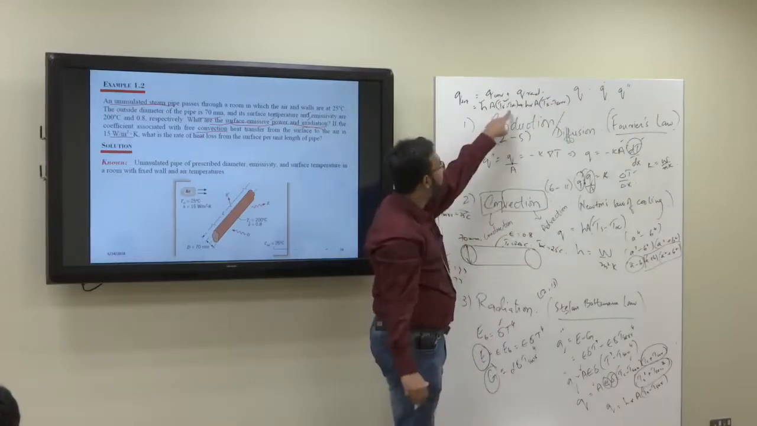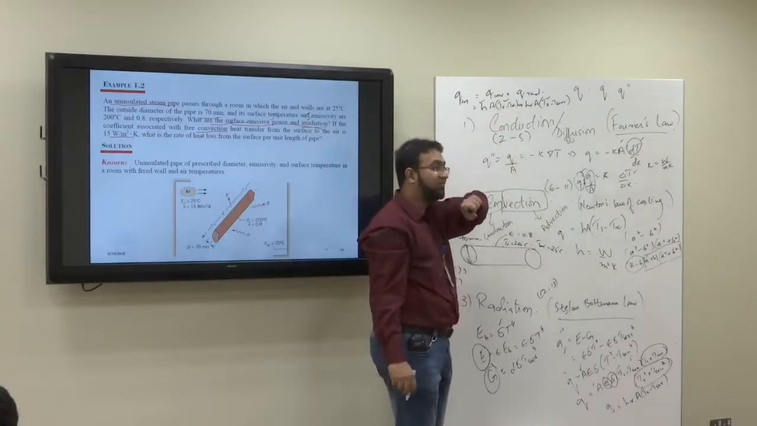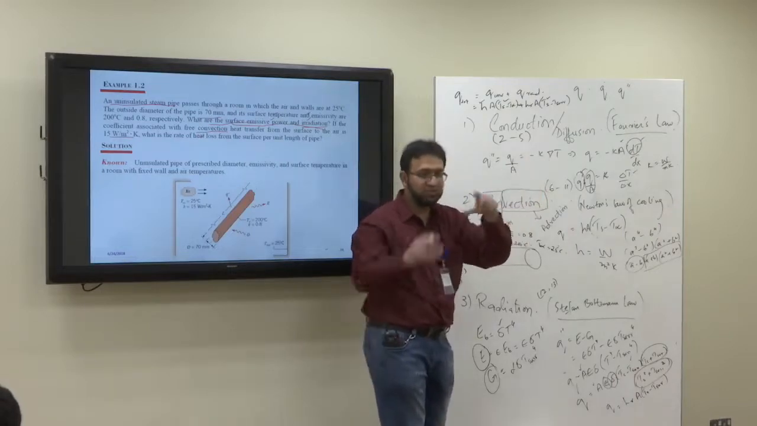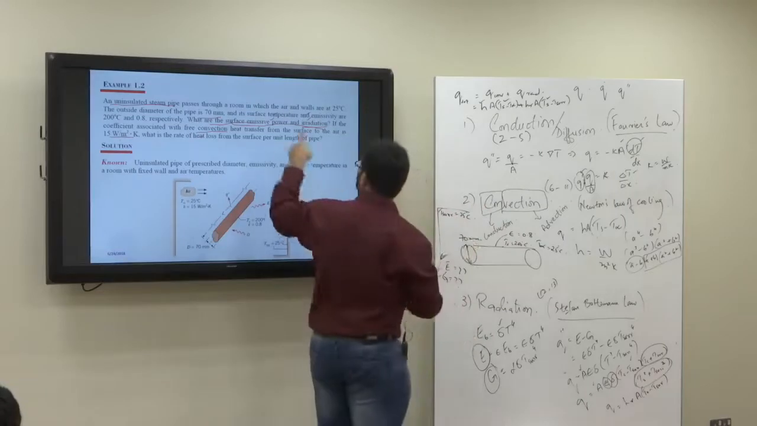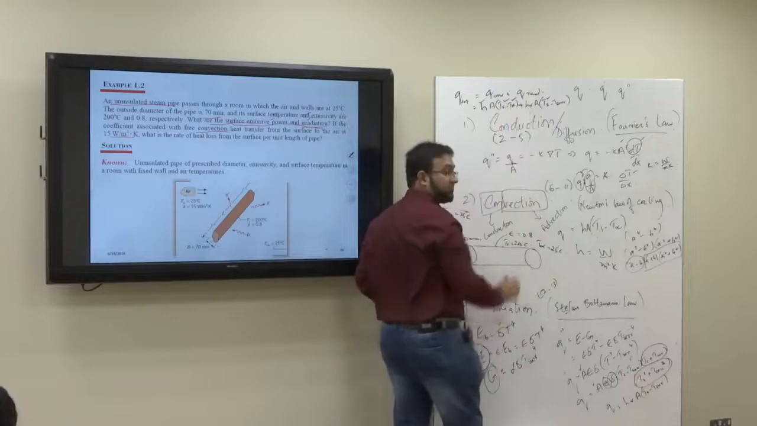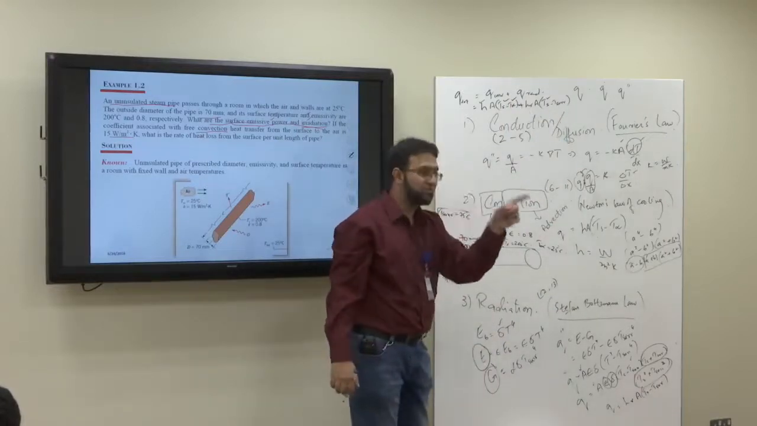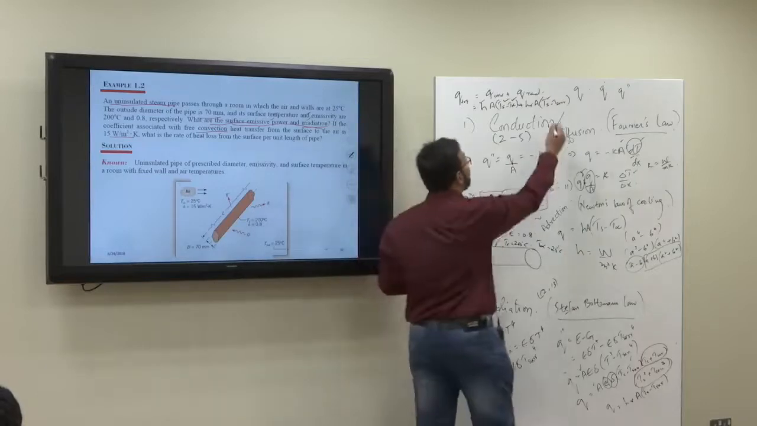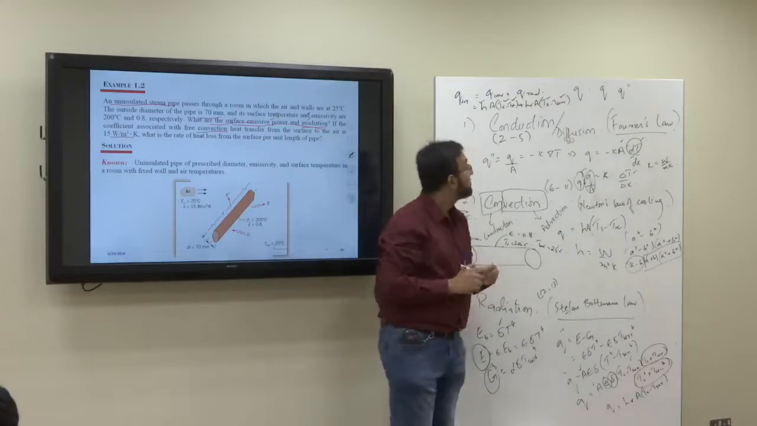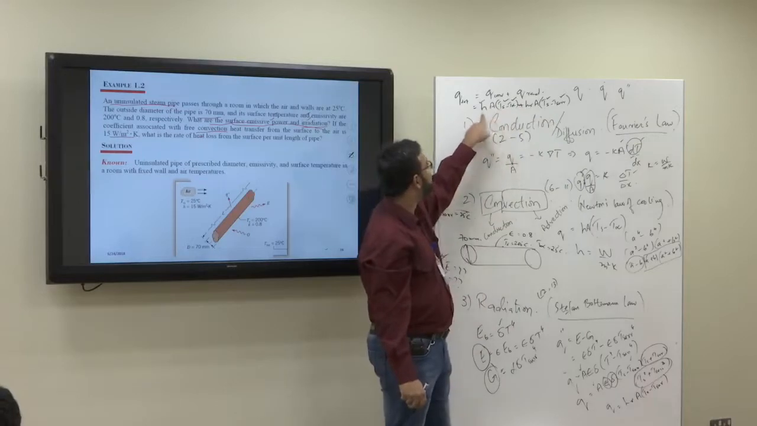Do we know T infinity? Not the walls. Here for convection, it should be the air temperature. And it is given. The air and walls are at 25 degrees. So T infinity is known. What about T surrounding? 25. Why? Because it's the walls. So T surrounding is known, Ts is known, T infinity is known, h is known.